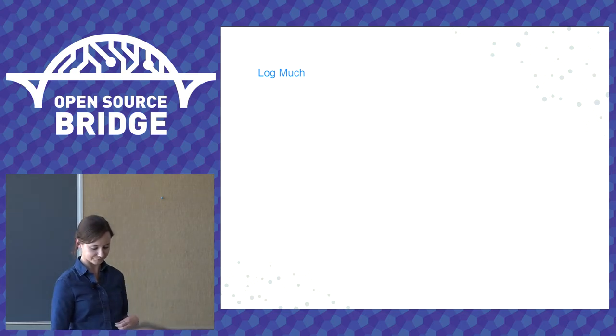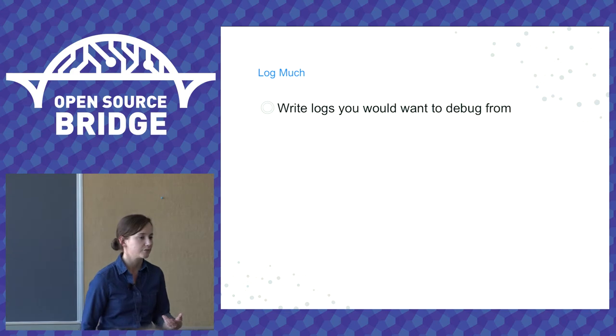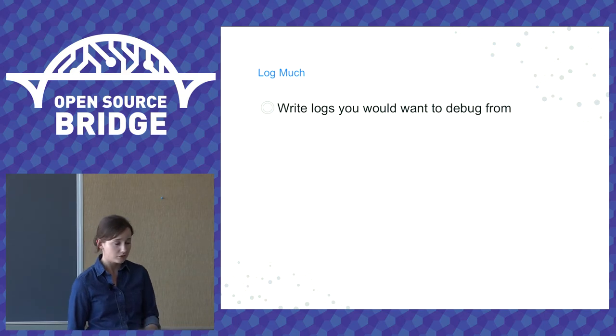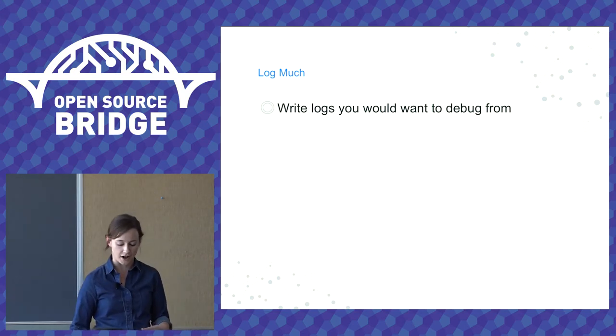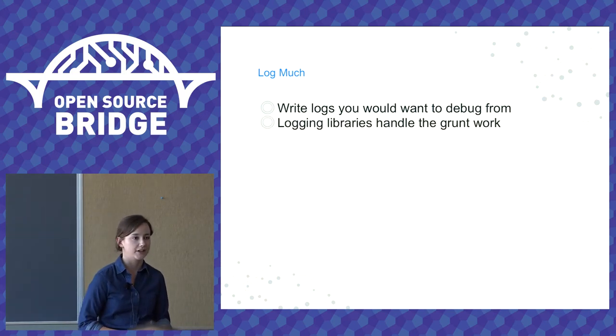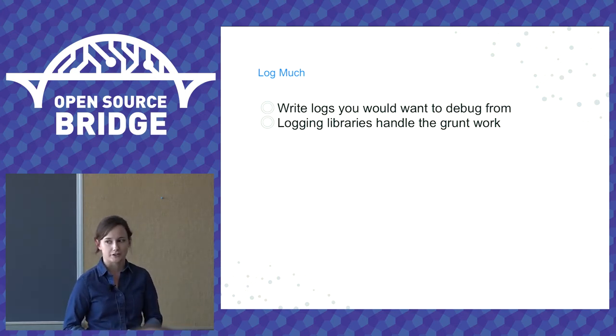But logging. So first idea, dog food: write logs that you would want to debug from. Your logs should be able to give the reader an understanding of where you are in the code, what the heck you're doing, what you thought would happen, and what actually did happen. And you can save yourself a lot of forensic investigation later on. You can use logging libraries that handle all the grunt work of figuring out how to pass the messages around in your code, how to make sure that things are being logged at the right level, and everything like that.